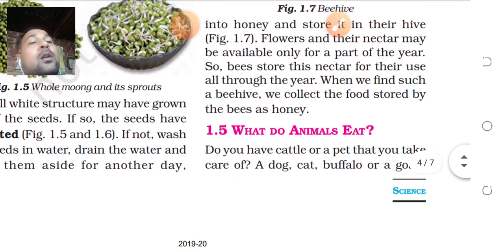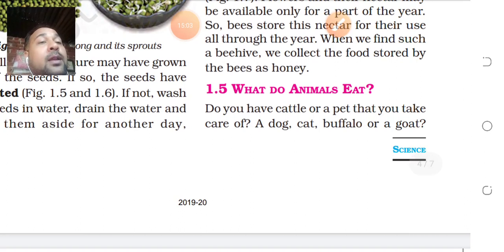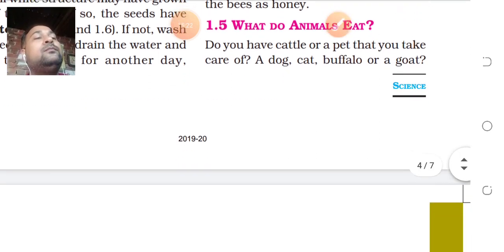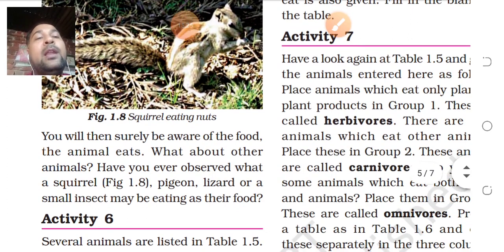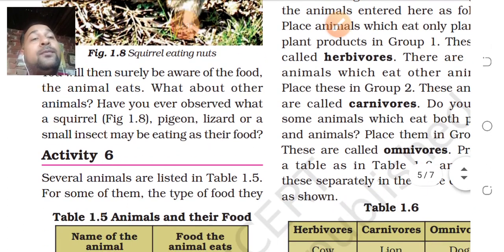Now, what do animals eat? If we look at what animals eat, a cow eats grass, and also chapati and flour, and many more things. So we will observe the eating habits of animals. Then you will surely be aware of the food of animals. What about other animals? Have you ever observed what a squirrel, pigeon, lizard, or a small insect may be eating as their food?